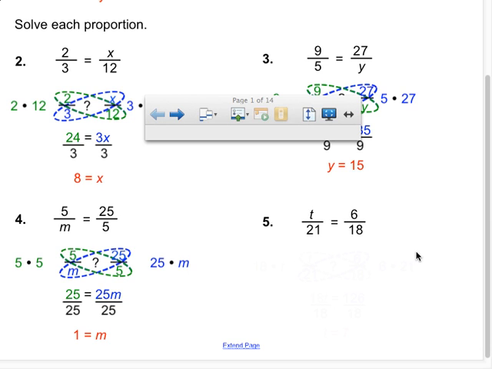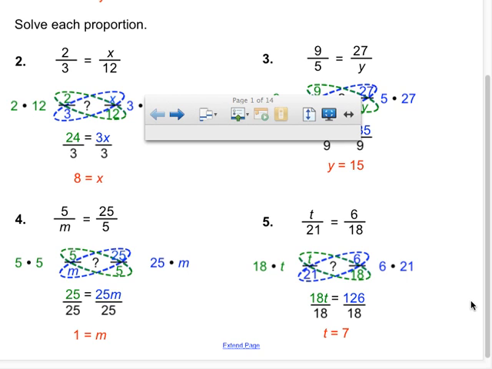Number 5. Since I couldn't exactly find a whole number that multiplied by 18 that equals 21, I multiplied 6 and 21 together to get 126. Okay? So you took the cross product. 6 times 21, 126, and then t times 18. So that gives us 18t equals 126. Then how do we isolate our variable? You divide by 18. Divide both sides by 18. And what did you get for t? 7. T equals 7.